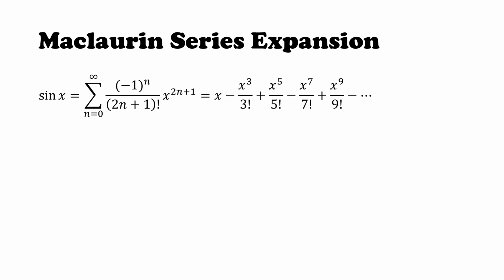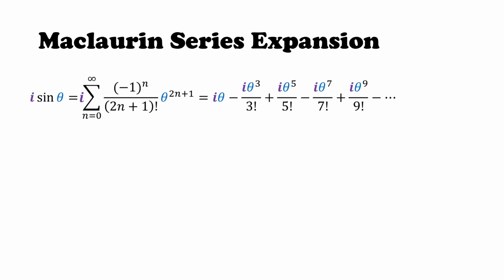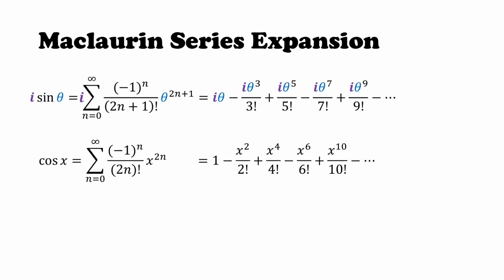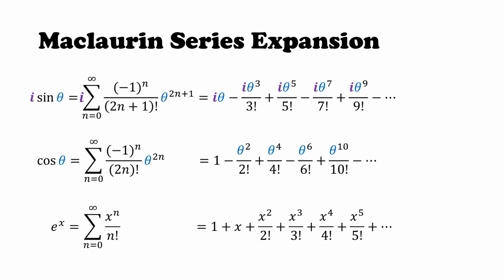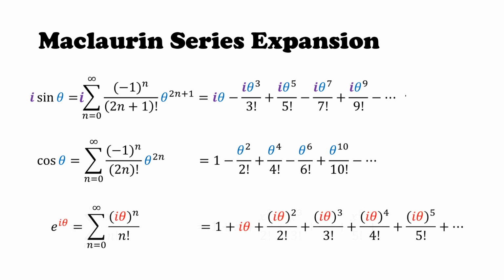So for sine x, this is the polynomial series that we'll eventually get. We can replace all the x with theta, and we're going to multiply i throughout the entire series. Next, we repeat again, but this time for cosine x, and again, we're going to replace all the x with theta. And again, for e to the power x, this is the Maclaurin series expansion, and we're going to substitute all the x with i theta. And this is what we get.